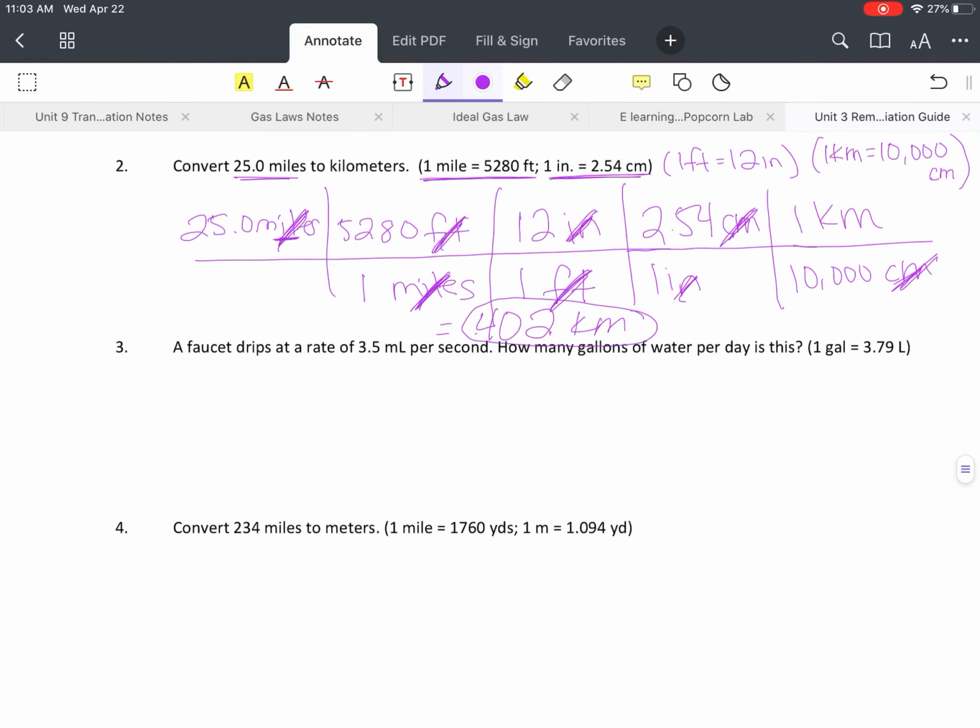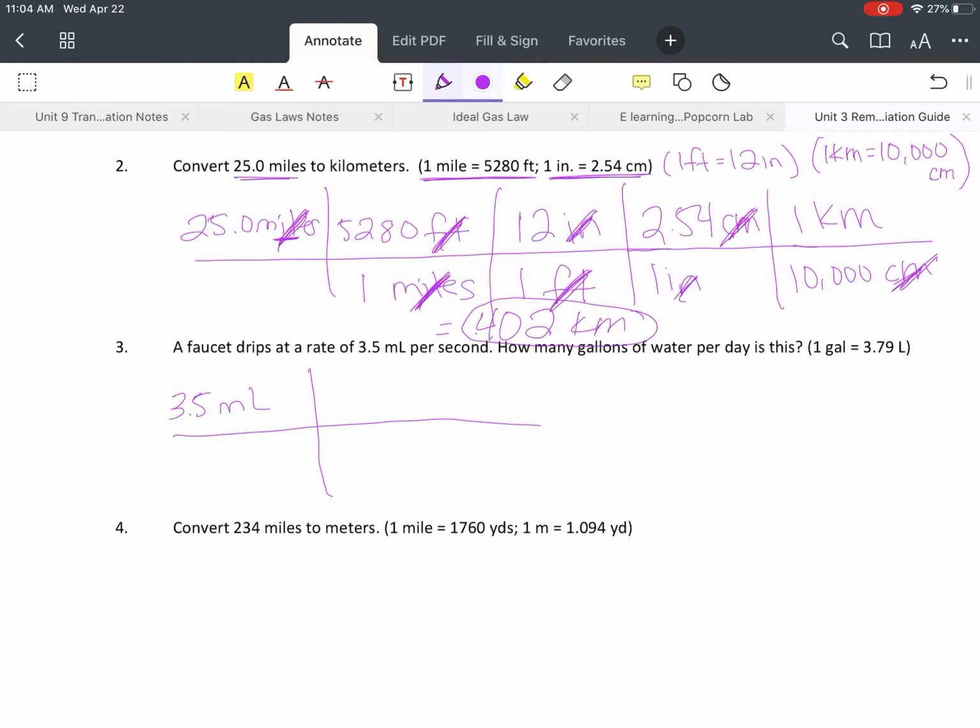I'll do one more. I'll do number 3 with you, and then I'll let you do number 4 by yourself. If you want to pause it here and try to do number 3 and 4 by yourself first, I suggest doing that. But I want you to at least see how you can set it up, in case you mess up or in case you need to watch some other ones. So, here we go.